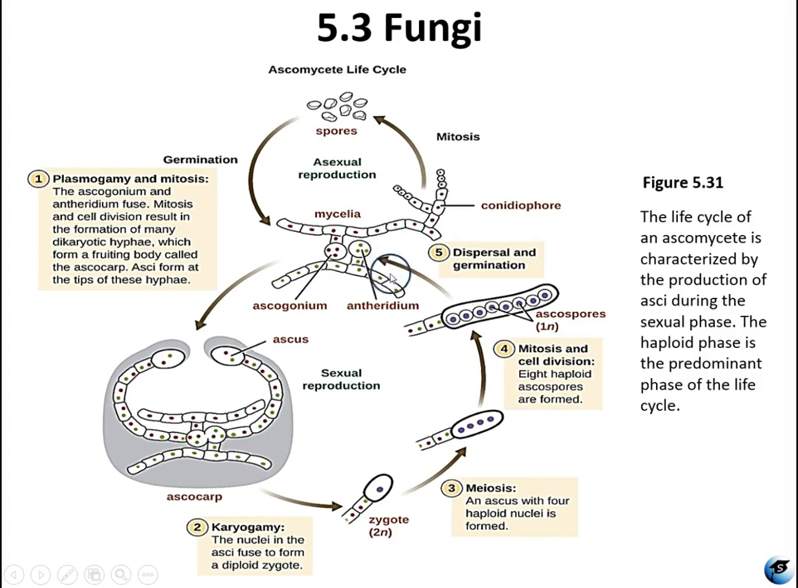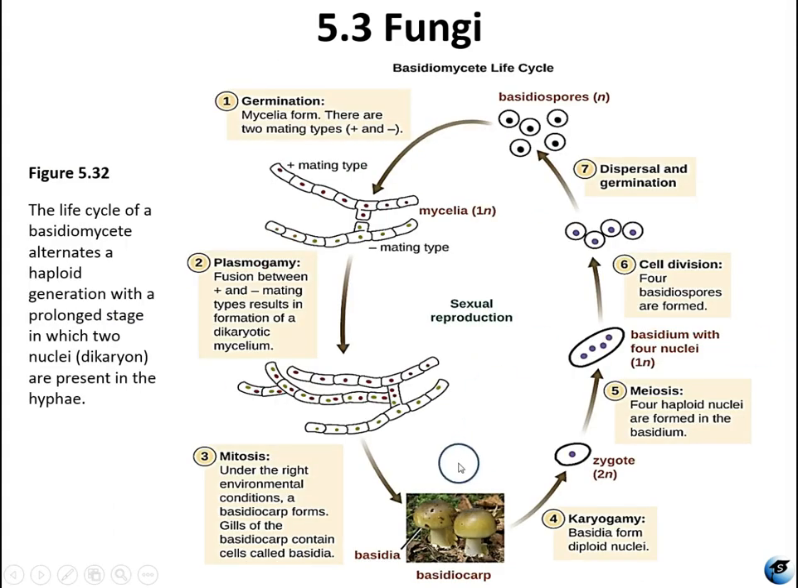like that they form a zygote that's diploid, right? So they undergo karyogamy, and then they have meiosis, and then germination, so dispersal via a spore. So that is common in ascomycetes as well as zygomycetes, right? And then in the basidiomycetes, again, you have a step with the karyogamy that forms a diploid nucleus, and then it undergoes meiosis again. And then again, you also have germination and dispersal via spores. So this is very, very similar.